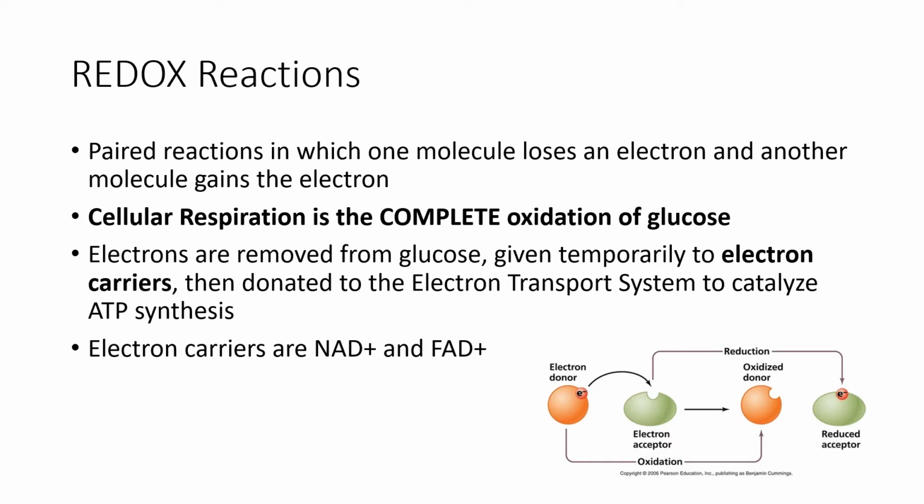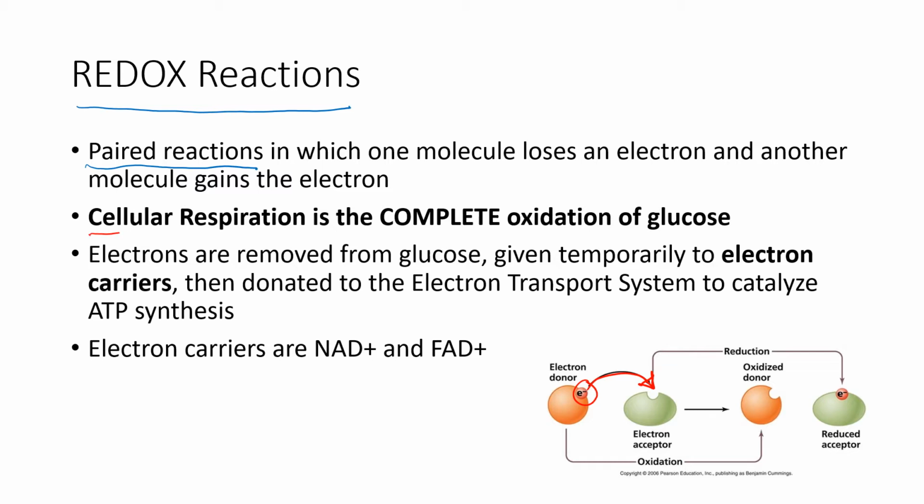Before we can understand how prokaryotes produce ATP, we need to do a review of a particular type of chemical reaction called the redox reaction. It's actually 2 chemical reactions that are paired together. Whenever there's one of these reactions, there has to be the other reaction as well. In a redox reaction, one molecule loses an electron and another molecule gains that electron. So basically this is the transfer of an electron from an electron donor to an electron acceptor.